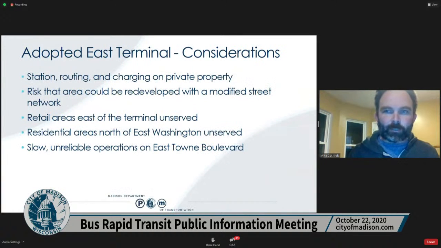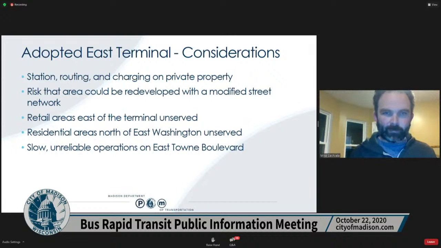The considerations that have come up with that: the station routing and charging would be on private property, which becomes complex and challenging for us to deliver the BRT project. There is also the risk that the area could be redeveloped with a modified street network.